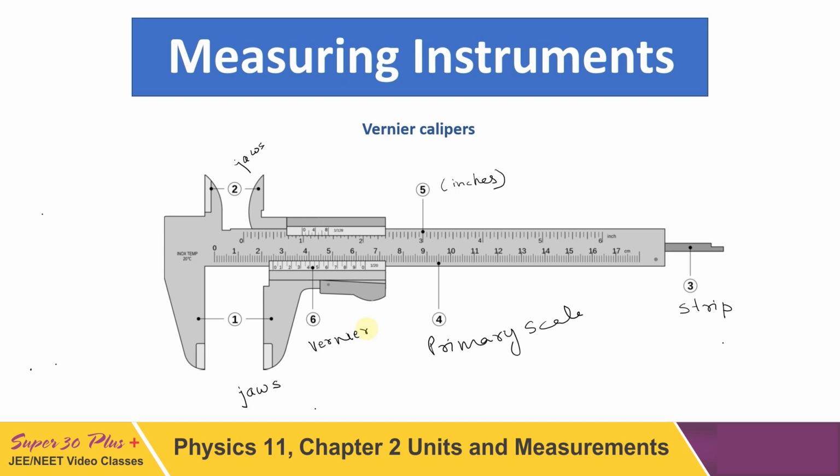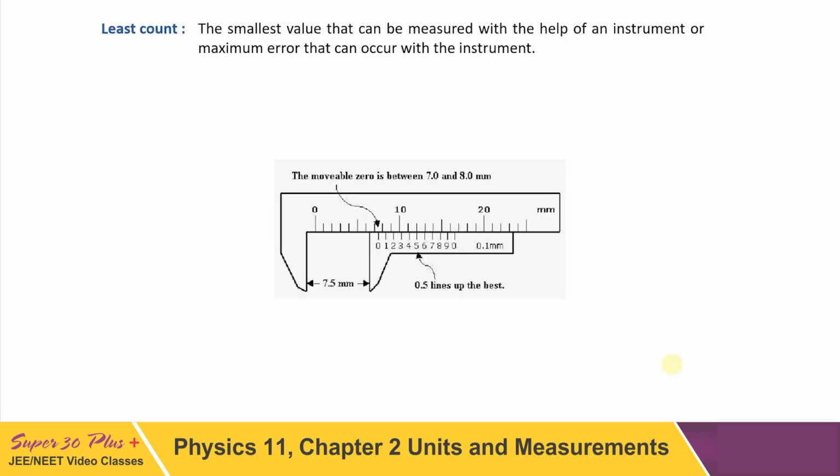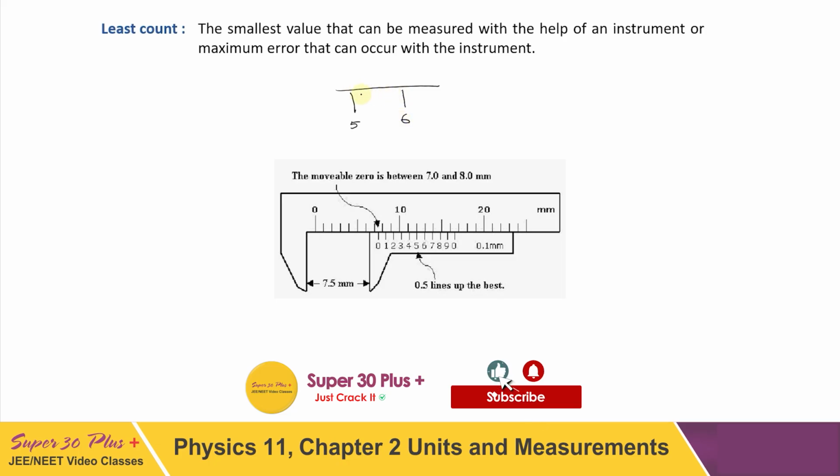Now let us see how least count is calculated and measurement is made with the help of vernier caliper. This is least count. What is least count? It is the smallest value that can be measured with the help of an instrument or the maximum error that can occur with the instrument. Let us consider this is our measuring scale, the same scale as you use in your schools. This is calibration 5 here, it is 6 here, and between these two 10 divisions are there.